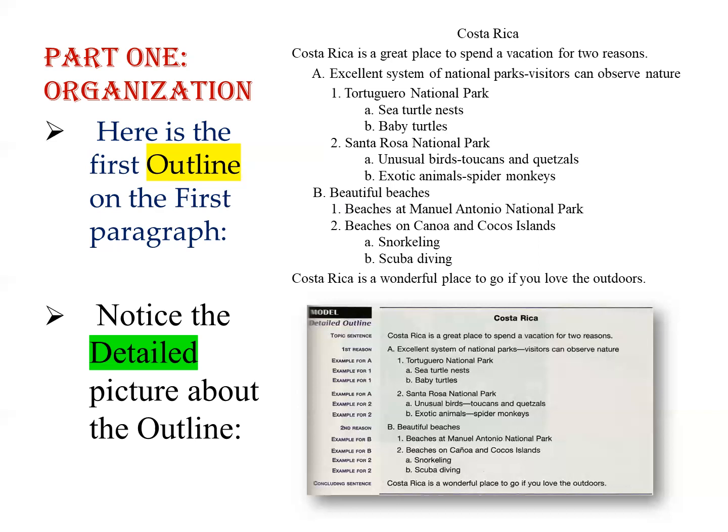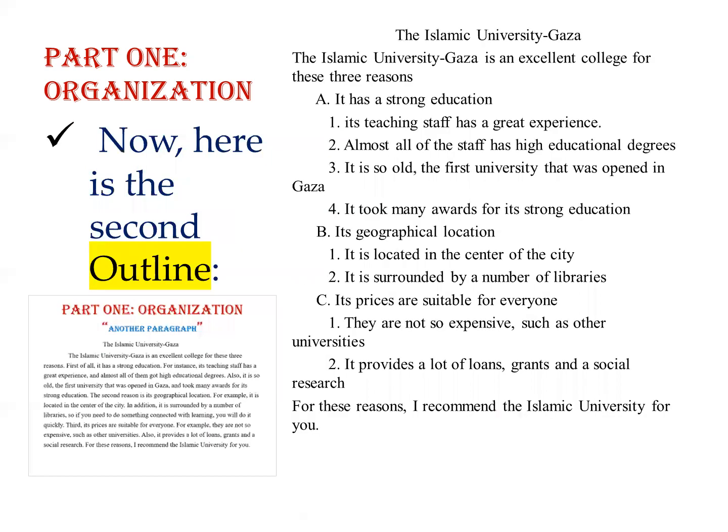Right now, I'll be seeing the outline for the second paragraph, which is the Islamic University, Gaza. The Islamic University, Gaza is an excellent college for these three reasons. Okay, I forgot to put a period here. But luckily, I put a period at the concluding sentence. And I put my reasons. First, I said it has a strong education. Then I put my examples.